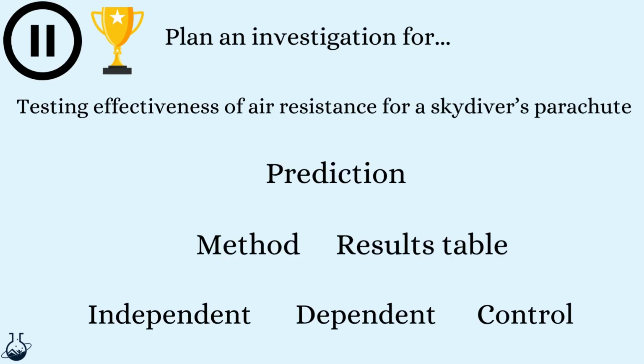Now a challenge task. Pause the video here and use the plan pyramid to plan an investigation for testing the effectiveness of air resistance for a skydiver's parachute. Let's see how we got on. We may have some differences, but this is just an example.